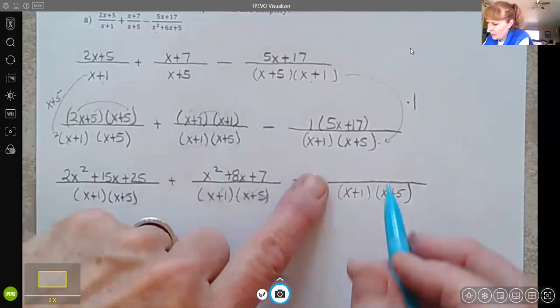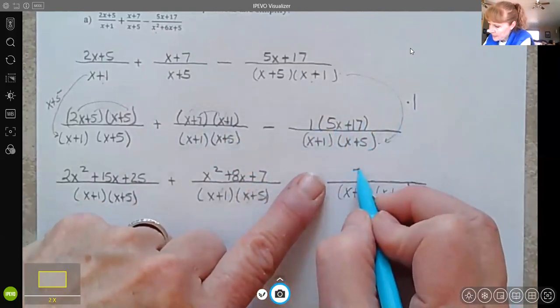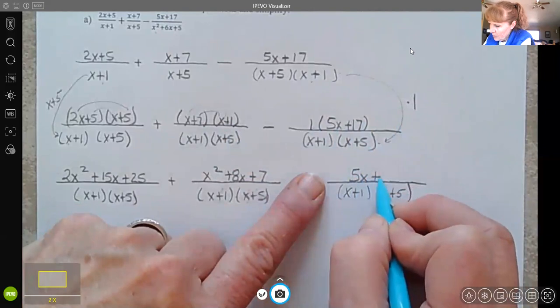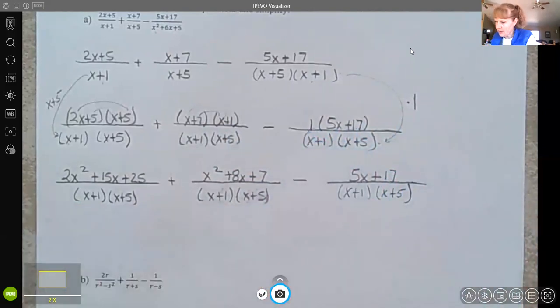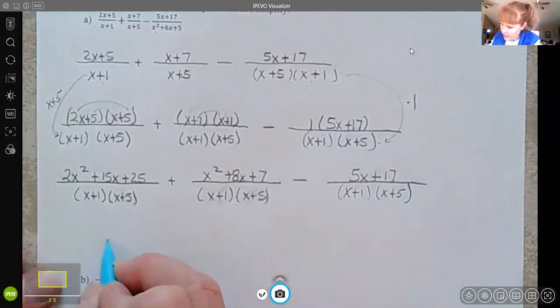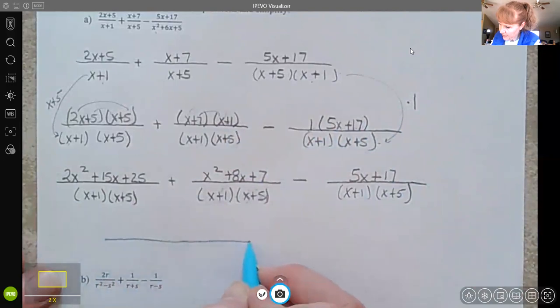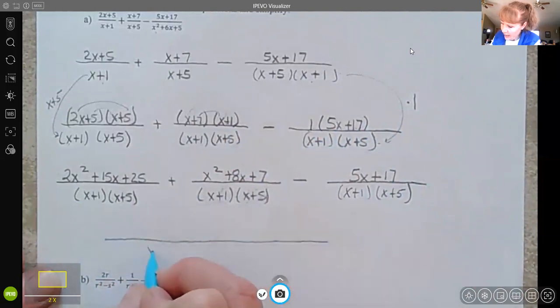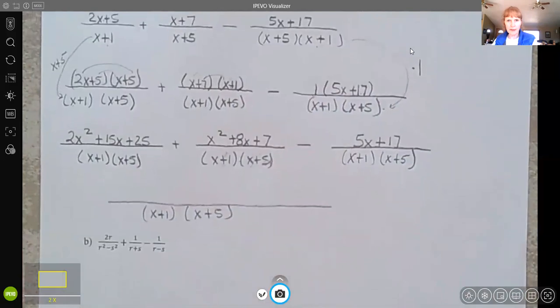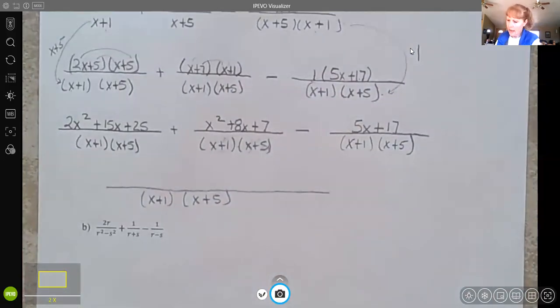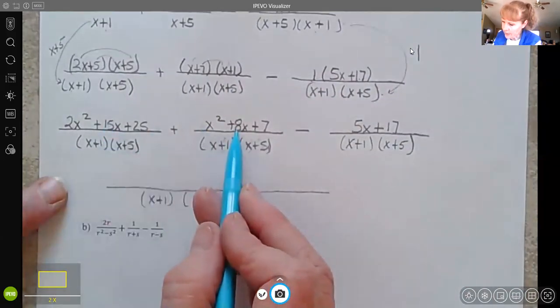Okay, let's go to the next one. 1 times 5x is 5x. 1 times 17 is 17. Awesome. So now what I'm going to do is put them all under x plus 1 times x plus 5, my common denominator. Let me move this up a little bit.